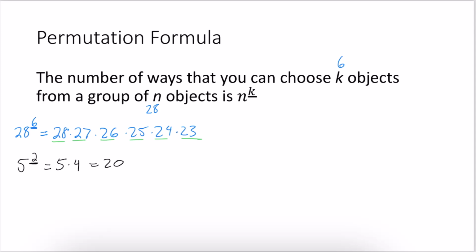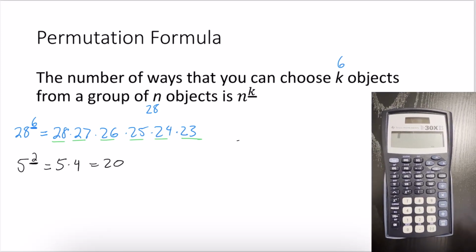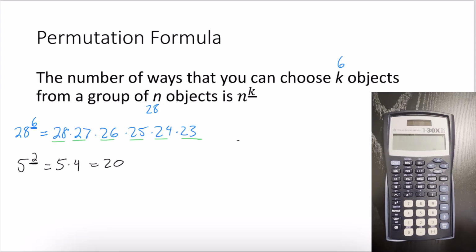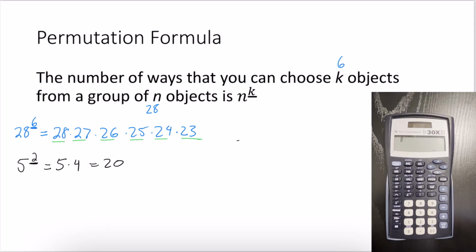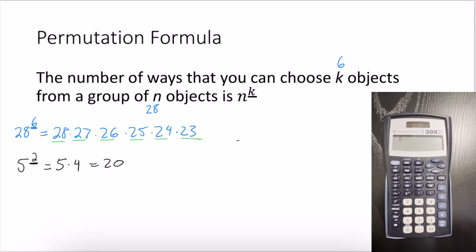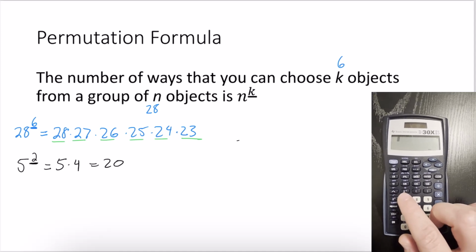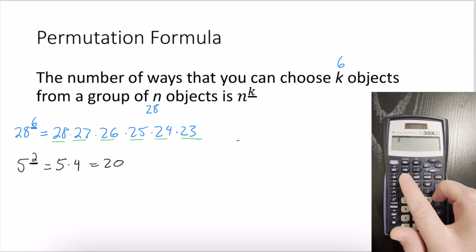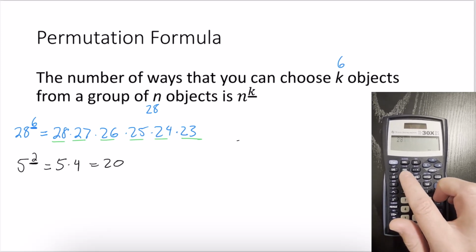You may also want to write it out so that you remember what it means, and also to help you multiply it when you use your calculator. There is a shortcut that you can use in your calculator though, because permutations are used often enough that they programmed it into the calculator to do this for you. So if you wanted to type in that first one into your calculator, you would type out 28, and then in my calculator, the permutation button is in the probability menu, so it's this button right here.